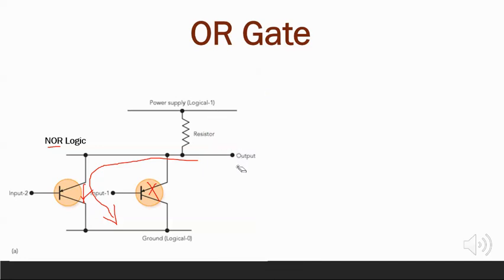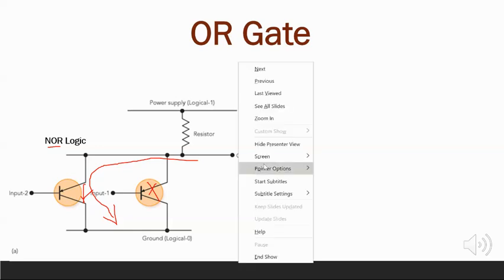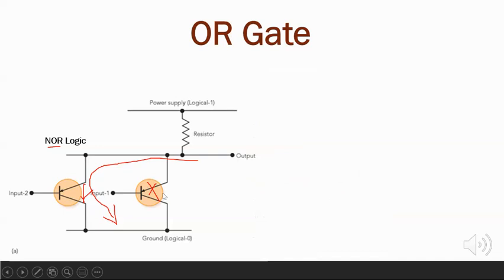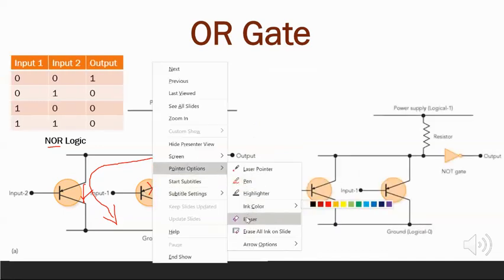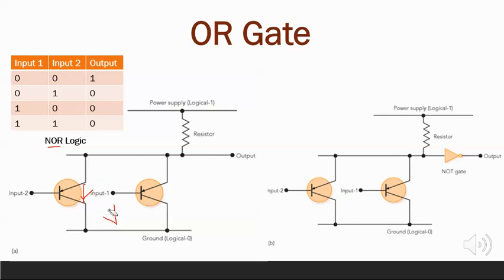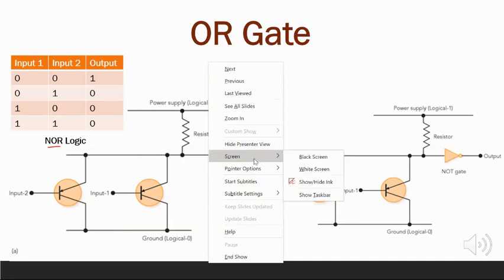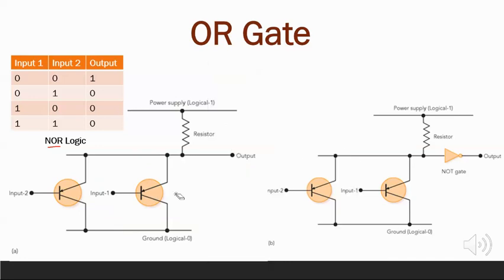When input 1 is at a high level, input 2 at a low level, the right transistor is conducting, though the left transistor is blocking. The output is pulled down to the ground by the right transistor and is at a low level.